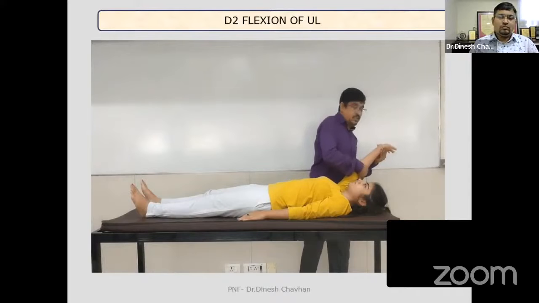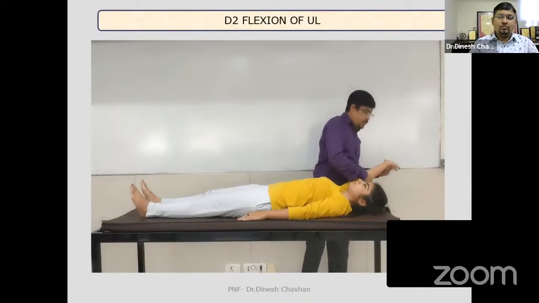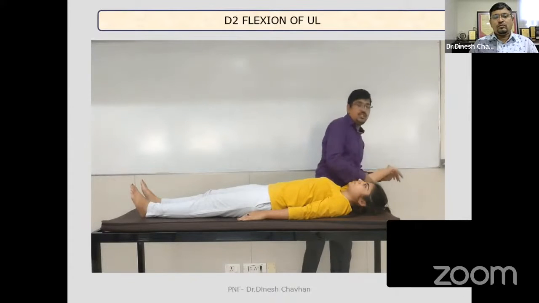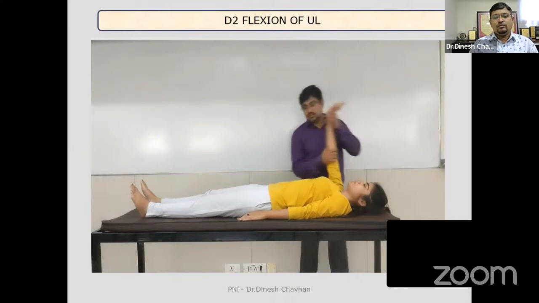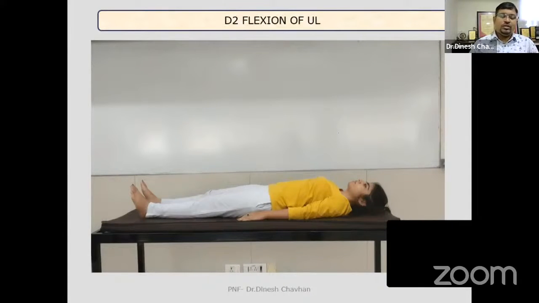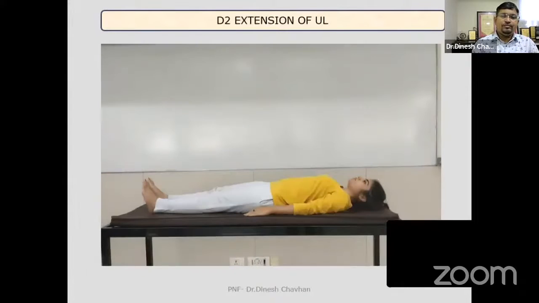So what is happening in D2 flexion? External rotation and abduction at the shoulder, elbow extension, supination of the forearm, wrist extension, finger extension. This is the end position. So for D2 flexion movement of the upper limb, it has to start from D2 extension, the starting position, and D2 flexion is the ending position, as we saw in the video.